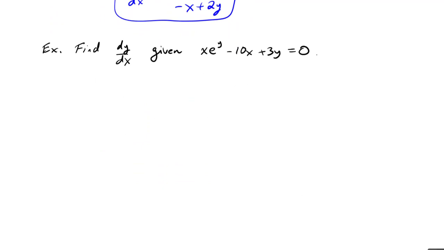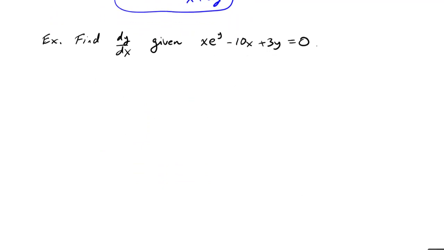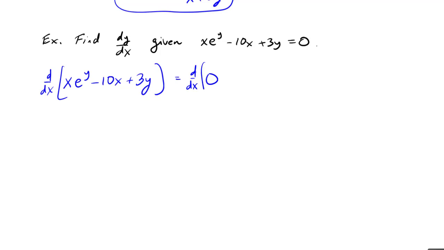All right, let's try another example. Find dy/dx given x e to the y minus 10x plus 3y equals 0. Okay, x e to the y minus 10x plus 3y equals 0. All right, take the derivative of both sides with respect to x. On the left-hand side, again, I have to be careful because this again is a product. I have the first function x and the second function e to the y.